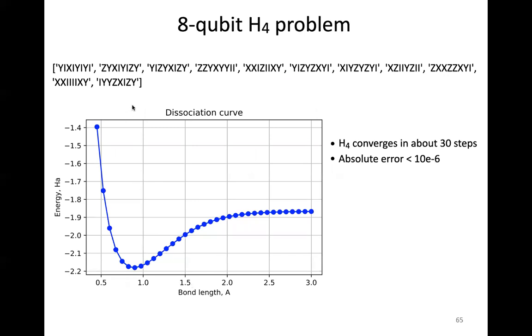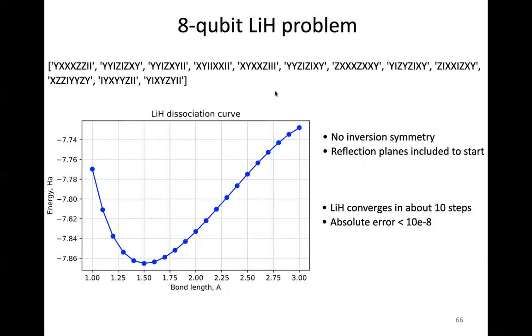So for H4, for example, we can get a dissociation curve in about 30 steps with a minimal complete pool. And for the lithium hydride problem, it converges very fast. 8 qubit lithium hydride converges in about 10 steps. And it's a bit harder for lithium hydride because it doesn't have an inversion, but it has reflection planes, and they have to be included, but it's possible, and we get the results.